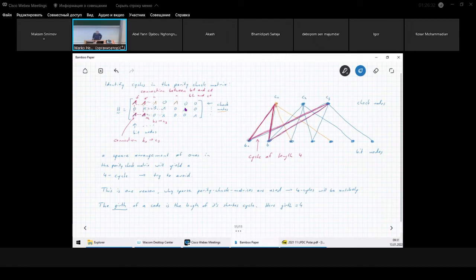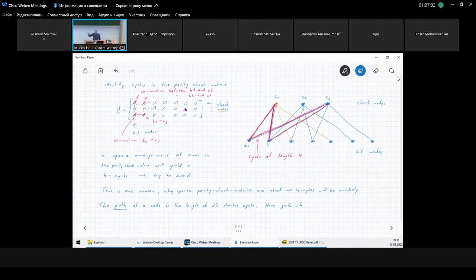Okay, so here the question is again, what's the girth of this code? Well, the girth of this code basically is just giving us a hint how powerful this code is. If you have a code with a low girth, you notice we have the problem with the short cycles. If the girth would be 6 or 8, it would be better because this means we don't have shorter cycles.